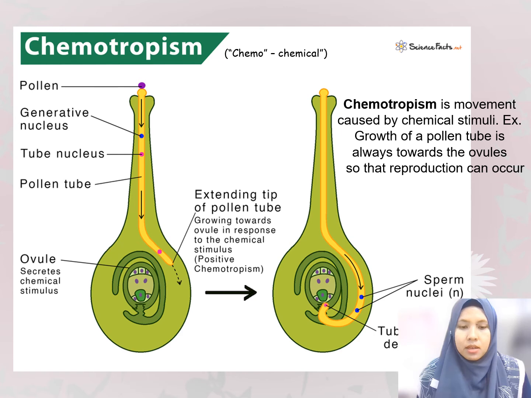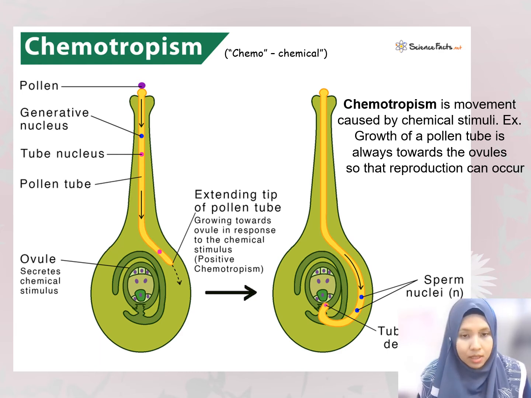It releases its stimulus and also signals to the pollen tube. So the pollen tube is having chemotropism, because it is responding to the ovule, which secretes the chemical stimulus. The pollen tube will extend itself towards the chemical stimulus. So this is a positive chemotropism.